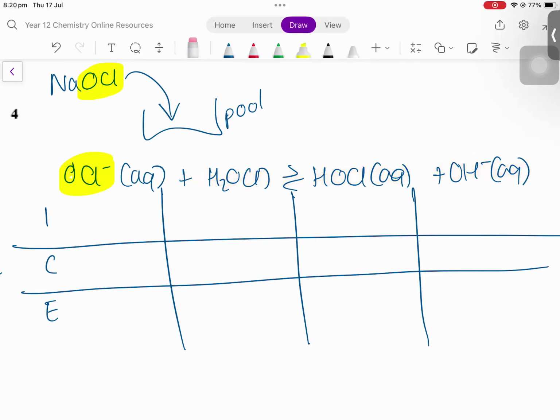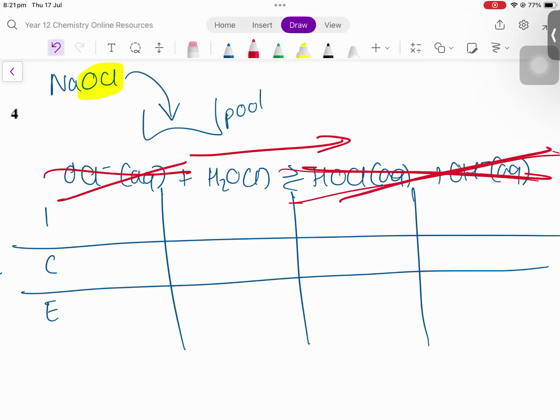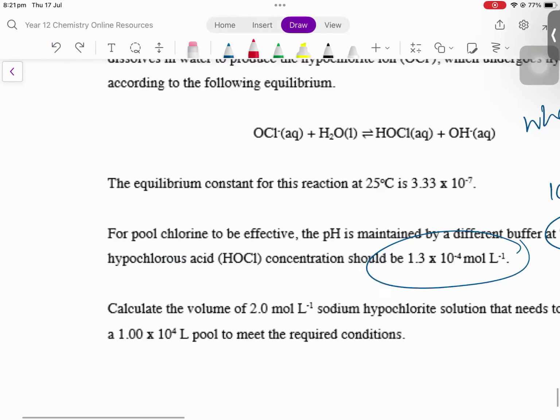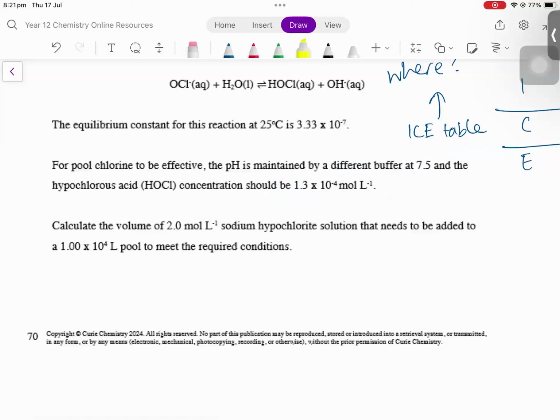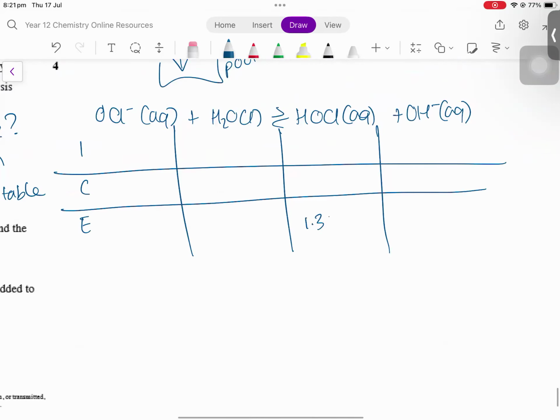What that means is if there's no OCl, there's none of this. The equation can't happen. So what that means is, these numbers that they've given you, this hypochlorous acid, the 1.3 by 10 to the minus 4, it cannot have been there at the start. This has to be an equilibrium concentration. The 1.3 by 10 to the minus 4, I'm going to put here.